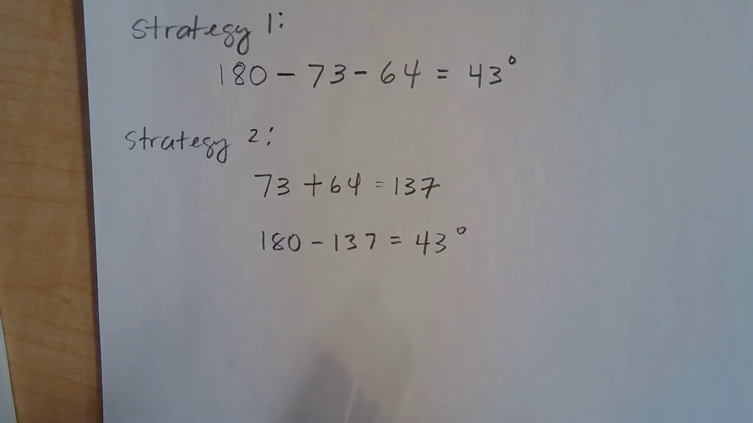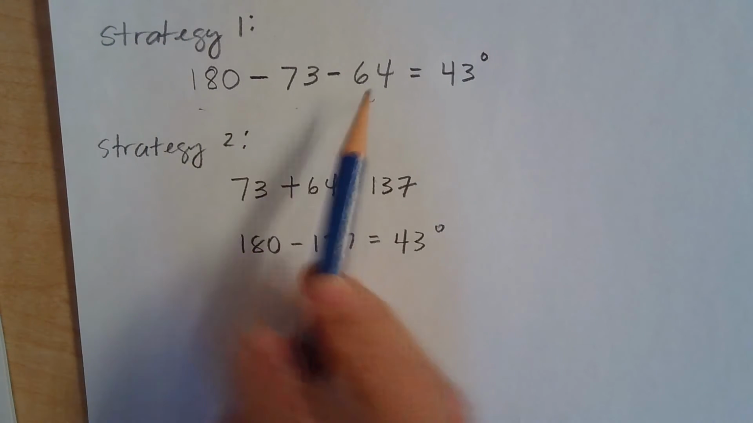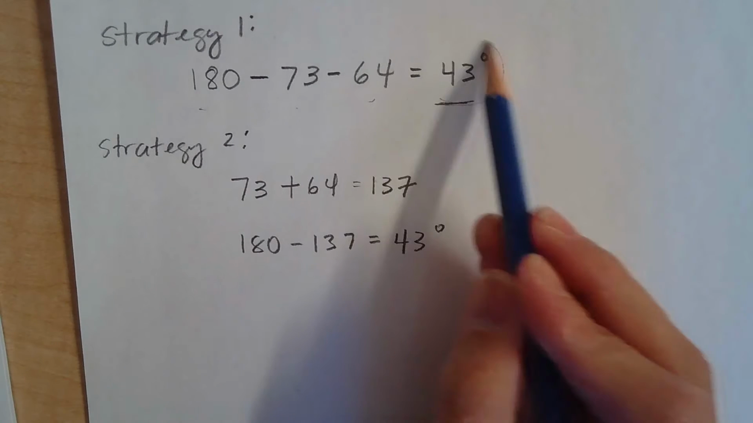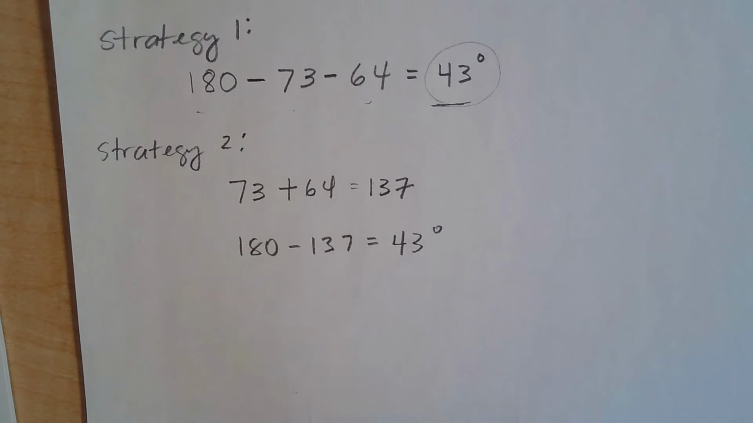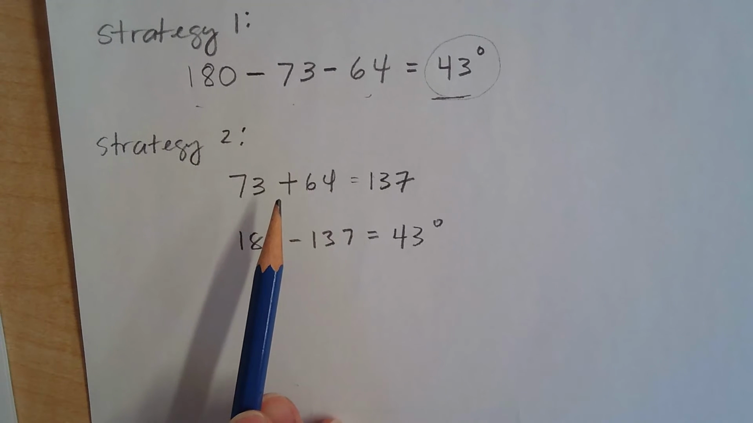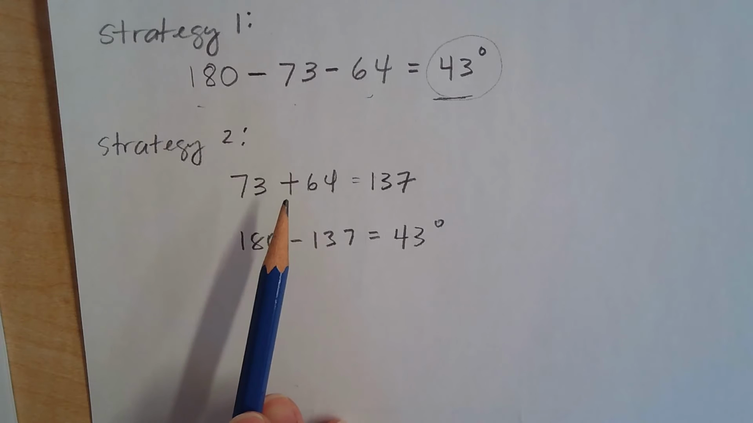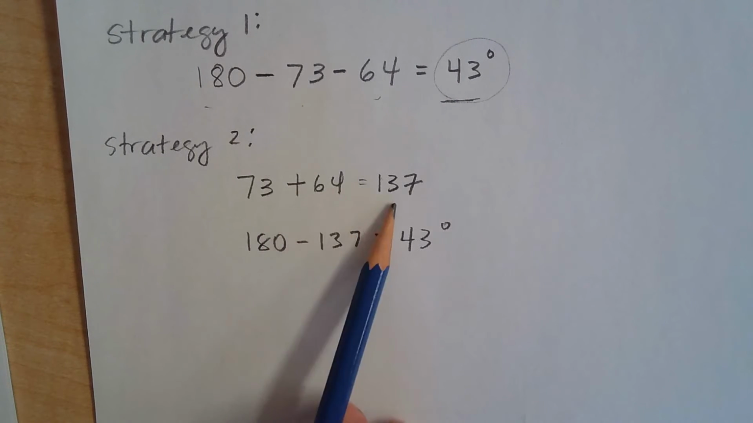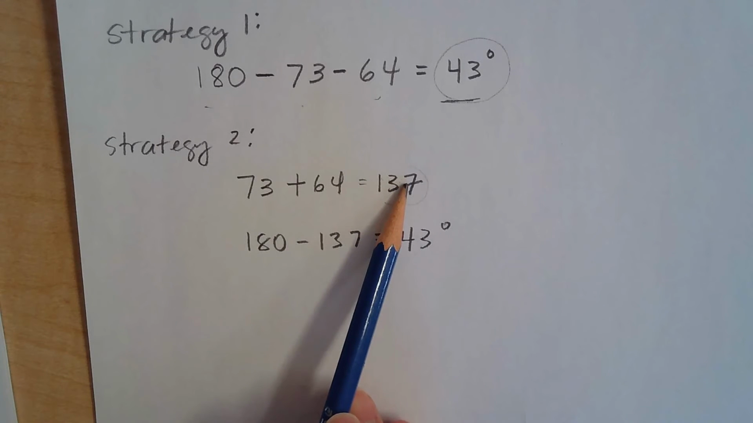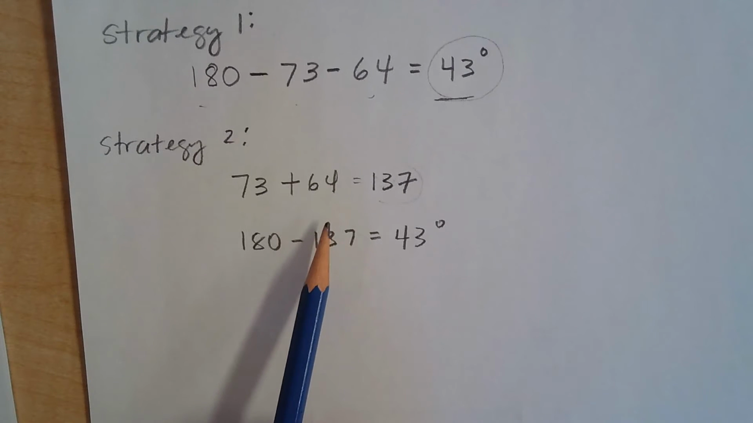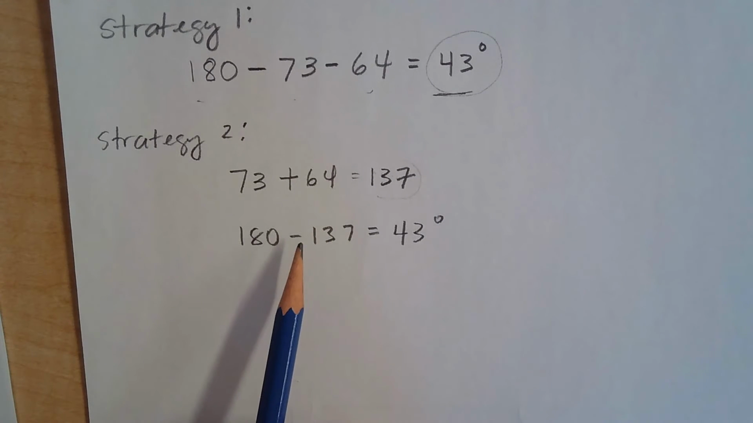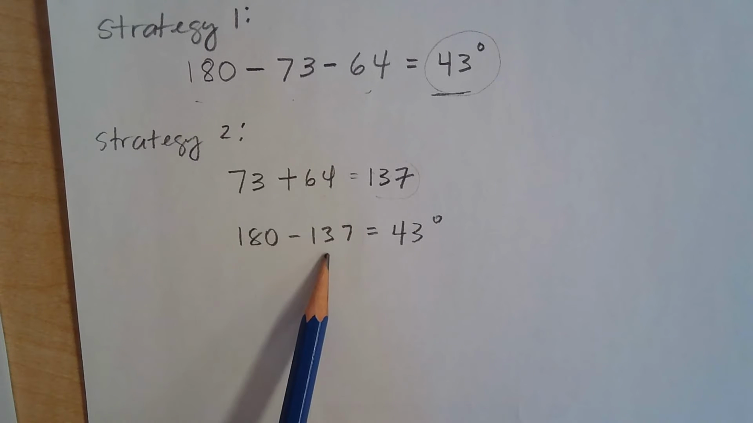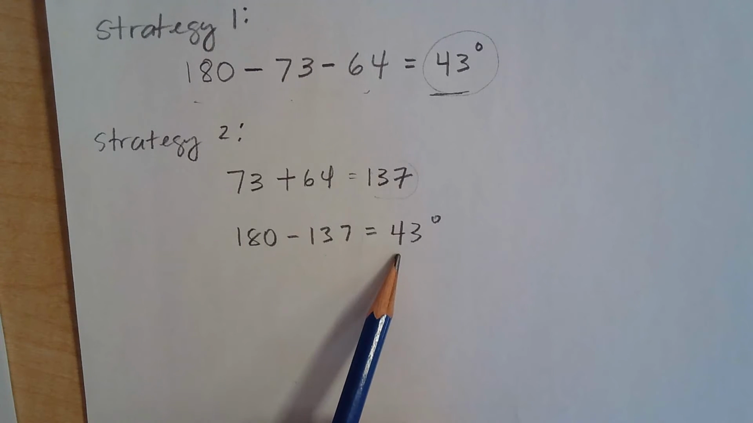So we got 180 minus 73 minus 64 to get the remaining angle for that theta. And strategy number 2, I like the fact that we have two different ways of thinking. 73 plus 64, that only gives us 137 degrees, right? But then how much more do I need to make it 180? So 180 minus 137, 43 degrees.